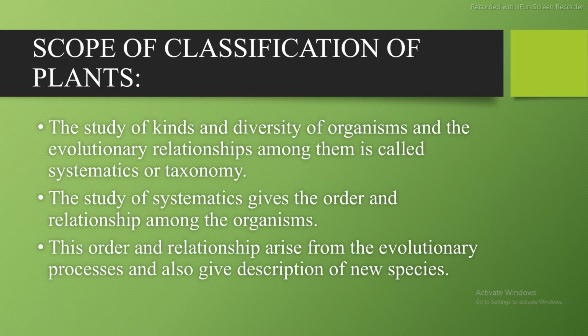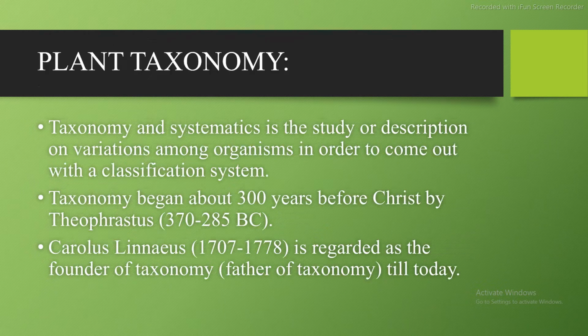Scope of classification of plants: the study of the kinds and diversity of organisms and the evolutionary relationships among them is called systematics or taxonomy. The study of systematics gives the order and relationship among the organisms. This order and relationship arise from the evolutionary processes and also give the description of new species.